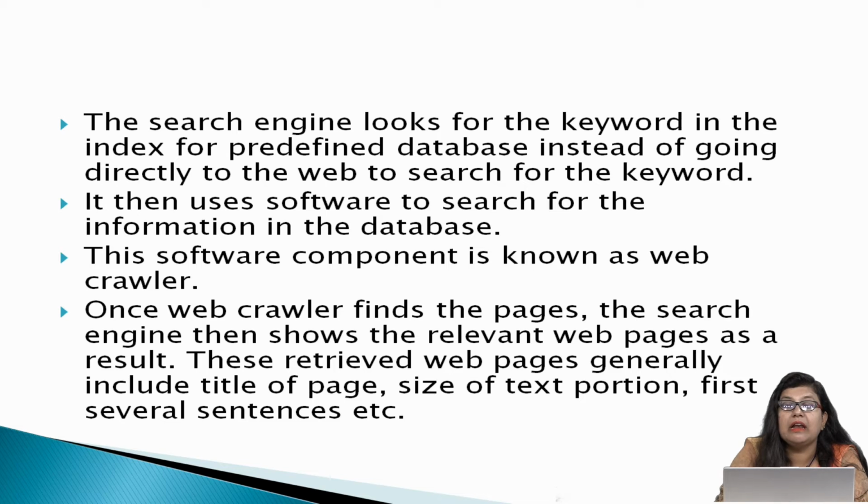To find relevant information, we use the word web crawler. Once the web crawler finds the page, the search engine then shows the relevant web pages as a result. These retrieved web pages generally include the title of the page, size of the text portion, first several sentences, etc.